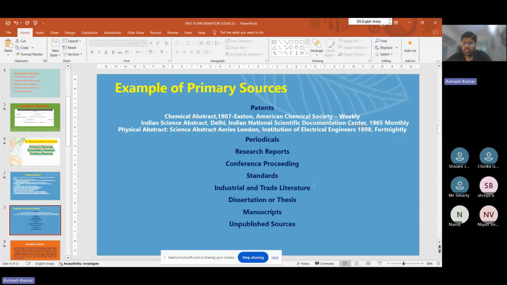Periodical also. Okay, so you can find that these all are examples of first hand sources. Okay, I hope you understand.